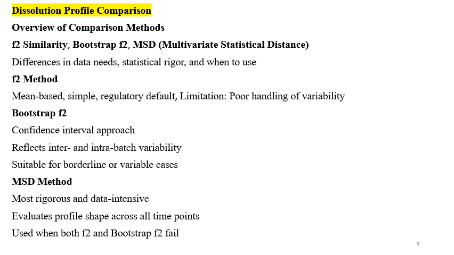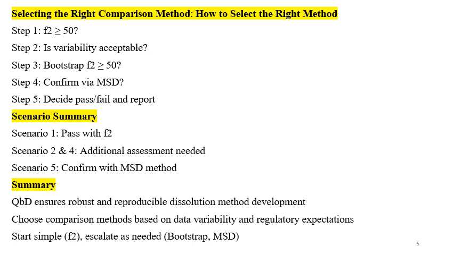Then if F2 is also not suitable, the third method is the MSD method. It is the most rigorous and data-intensive method. It evaluates profile shape across all time points. It is used when both the F2 method and the bootstrap F2 method are failing. At that time, the MSD method can be used. So selecting the right comparison method is very important, and how to select the right method is very critical.